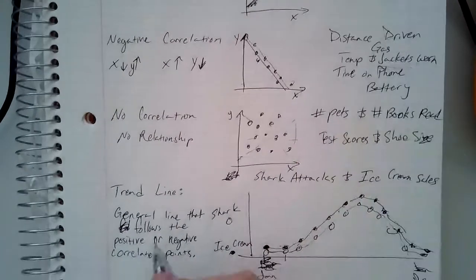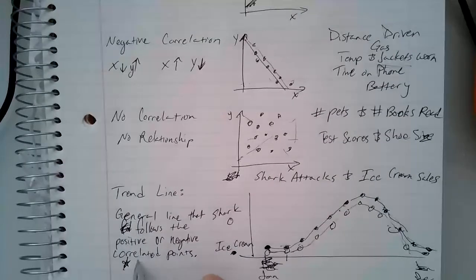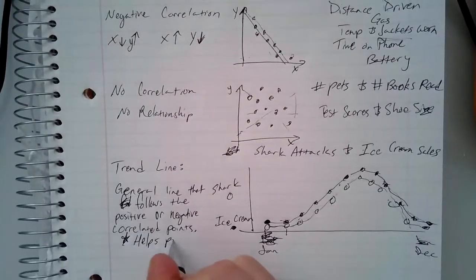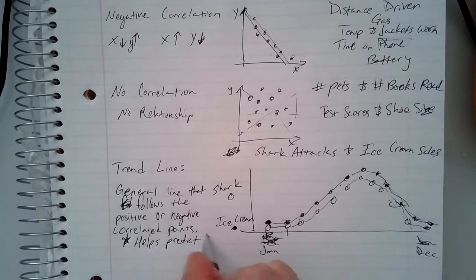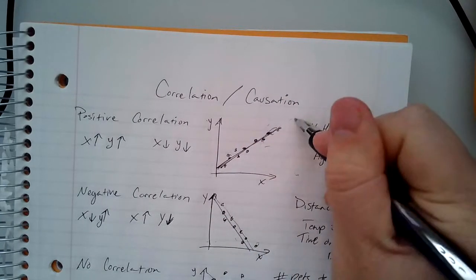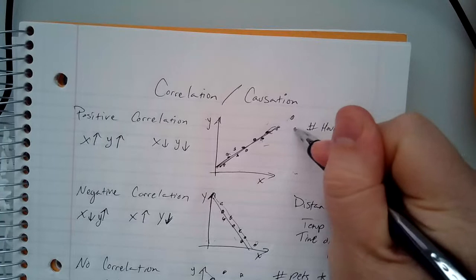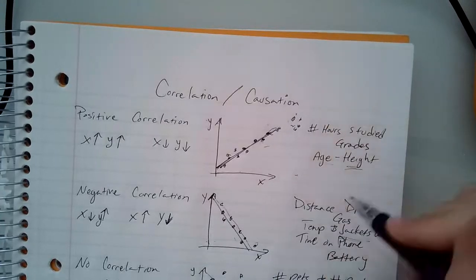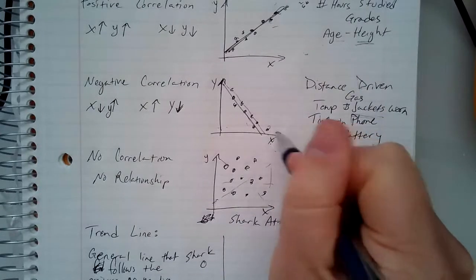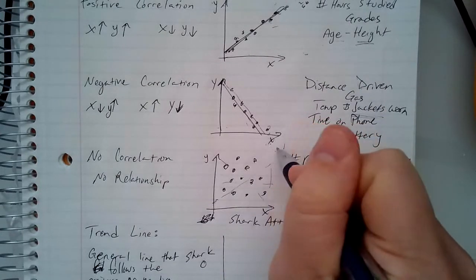And also, this trend line helps predict data. So if I'm looking at my positive correlation, if I take my x all the way out to here, I can use this trend line to find a general idea of where my y values are going to be. Or if I continue with this one, I can find my general idea of where my y's will be.